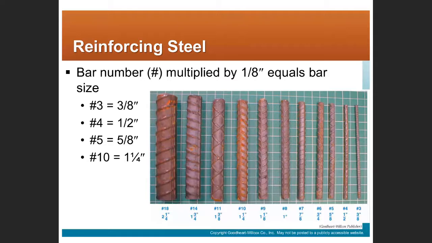Right, so again, the bar number indicates the number of eighths of an inch. How did they come up with that system? I don't know, but that's the system that's out there. We see a lot of our drawings have number 4 rebar, right, half-inch diameter.